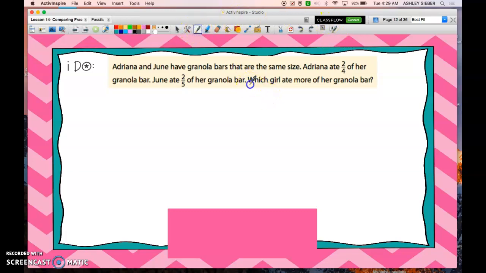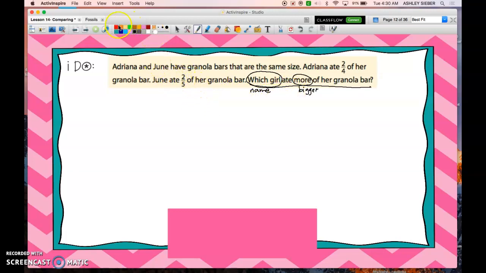I can see the question is asking, which girl ate more of her granola bar? So my answer is going to be a name. Oftentimes when you're comparing, your answer is not going to be a number. It's going to be which one has more, which one has less. So more means I'm looking for the bigger fraction. So which one is bigger or greater?